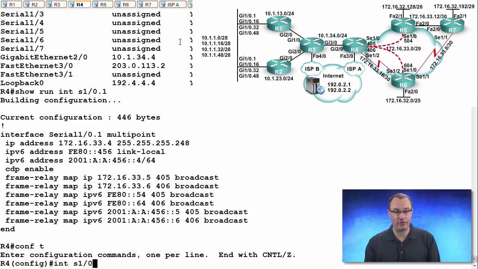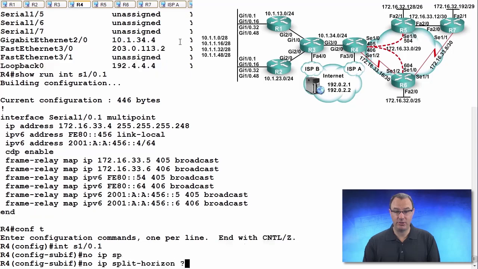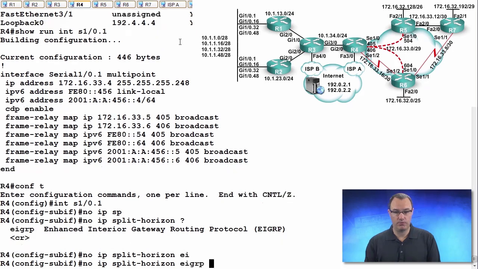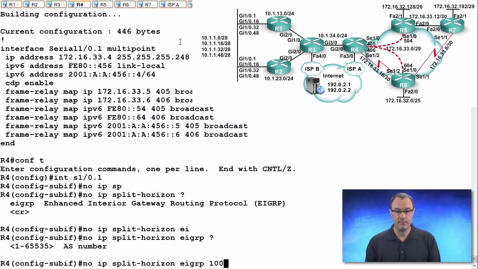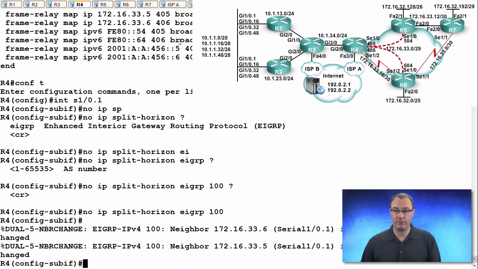We'll go back into this interface. I'll say no IP split horizon. Question mark here, because this could apply to maybe RIP. We have to be specific to EIGRP, so put in our autonomous system number, press enter. It's a pretty significant change. It's triggering a resync saying, hey, R5, we have a neighborship still, but I want to let you know that things have changed. So there's a push between R5 and R6 now.